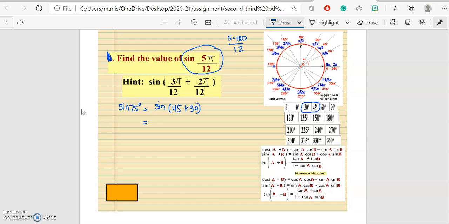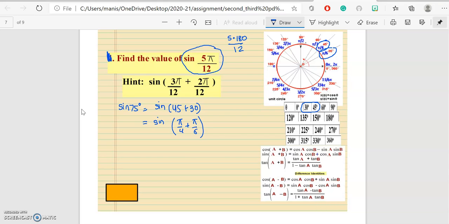Now, I cannot solve in the form of degrees because the question wants me to find the answer in radians form. So I will look over here. For 30 I can use this value in radians, and 45 I can use this value in radians. So 45 is pi over 4 and 30 is pi over 6.